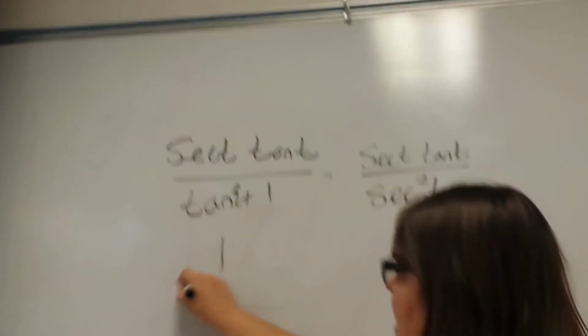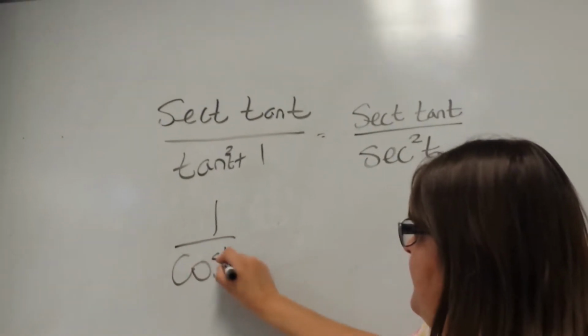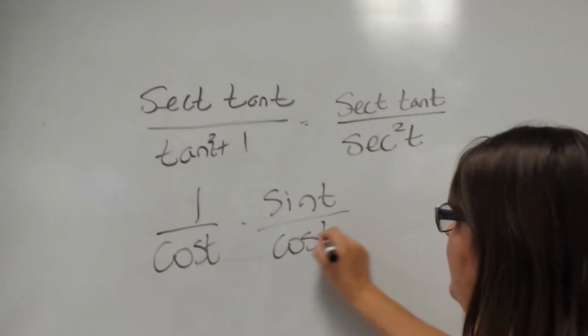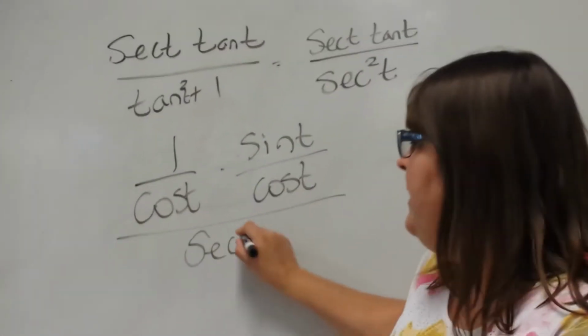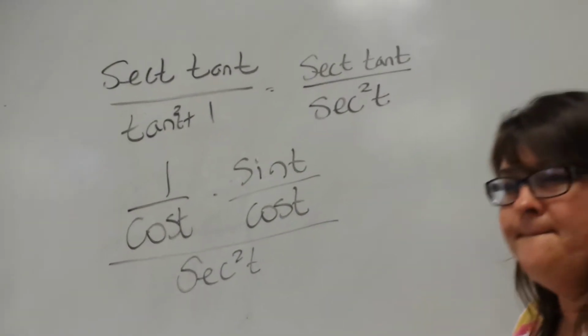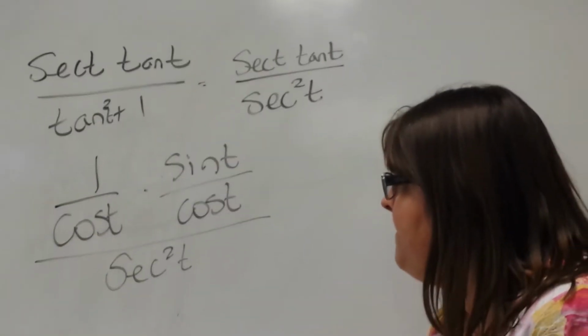Okay, and so you just left this as is for a moment. Okay. And then I did 1 over cosine times sine over cosine, all over secant squared. Okay, you left it as secant squared. Cool. Now what? Then I have sine over cosine squared over secant squared.